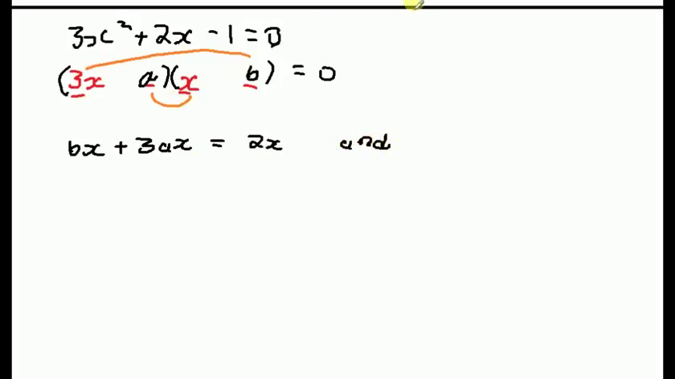The other thing is we are going to multiply the last terms, a and b. When I multiply this one and this one, it's supposed to give us our -1. So this is what we are going to do: ab is equal to -1. Therefore a is equal to negative 1 over b.